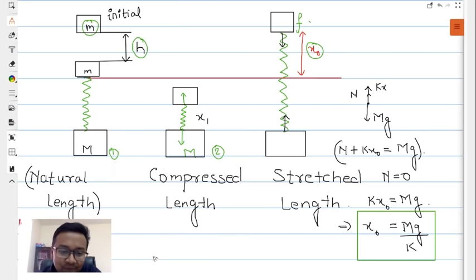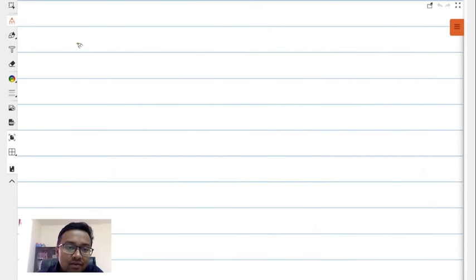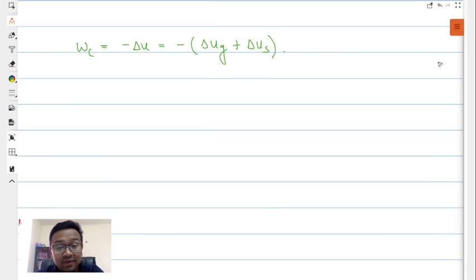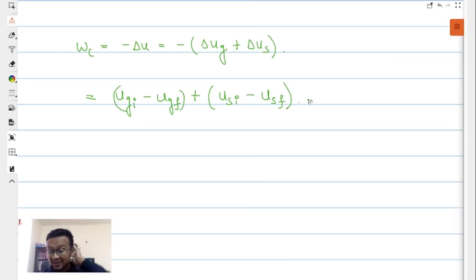So if I have to calculate the work done by the conservative forces, that is nothing but minus delta U, which equals minus delta U gravitational plus delta U spring. That's what we have already seen some time back. So that equals UG initial minus UG final, plus US initial minus US final, my dear students. Okay, so what is my UG initial? Let's have a look at this.